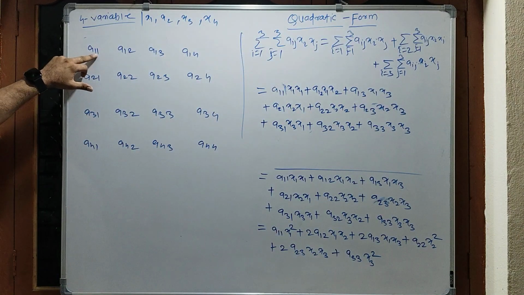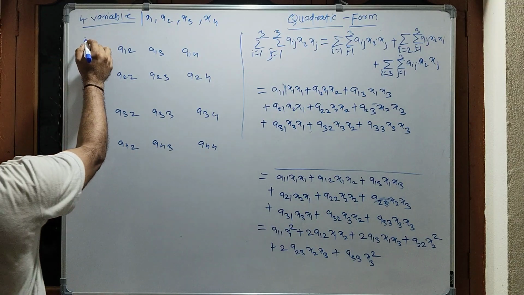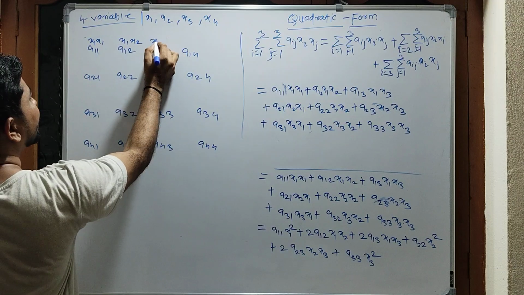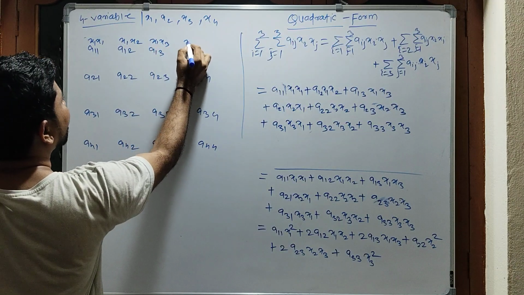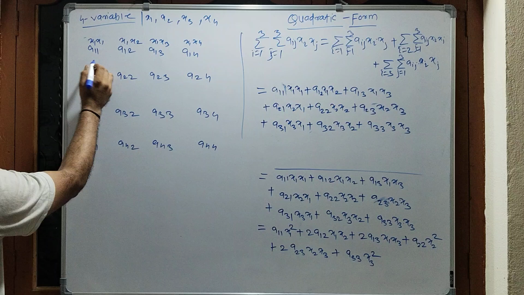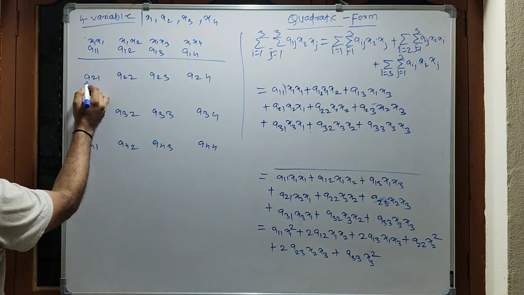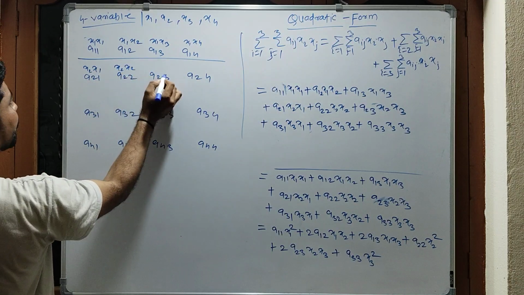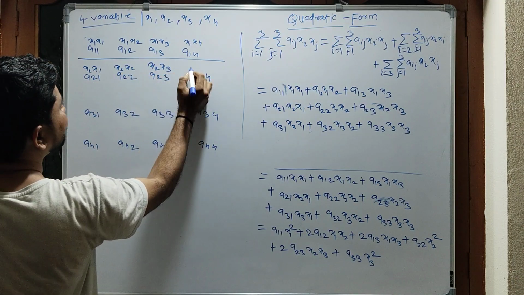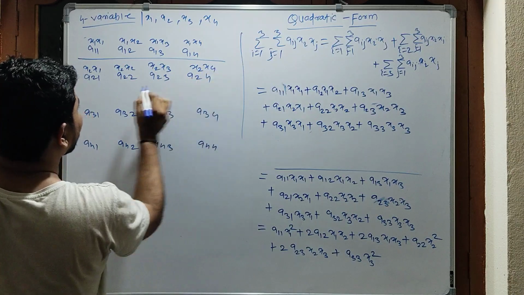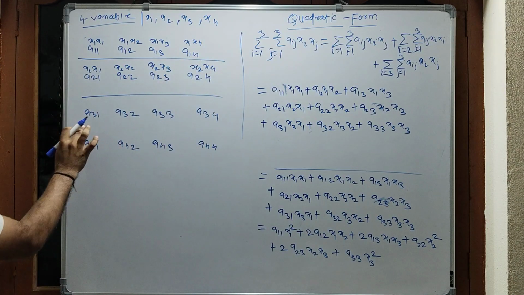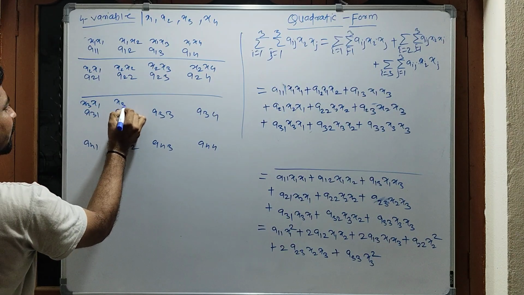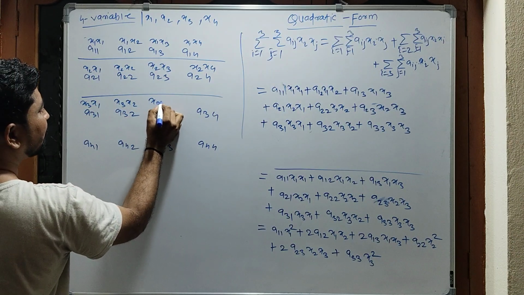So this 1 1 position corresponds to x_1 x_1. This is 1 2, x_1 x_2. This is 1 3, x_1 x_3. This is 1 4, x_1 x_4. Now this is a_21, x_2 x_1, a_22 x_2 x_2, a_23 x_2 and x_3. This is a_24 x_2 and x_4. Now the third row, this is x_3 x_1, this is 3 2, x_3 x_2. This is 3 3, x_3 x_3.